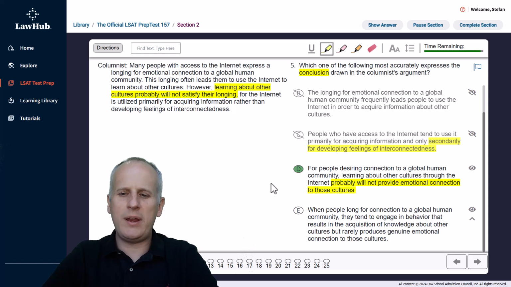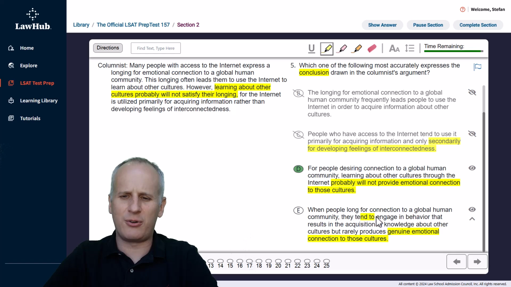Then choice E, when people long for connection to a global human community, they tend to engage in behavior that results in the acquisition of knowledge about other cultures, but rarely produces genuine emotional connection to those cultures. Well, we've got to be careful here because there's this new variable introduced of genuine emotional connection to those cultures, where we've got a longing for emotional connection, but we don't actually talk about what a genuine emotional connection would be.